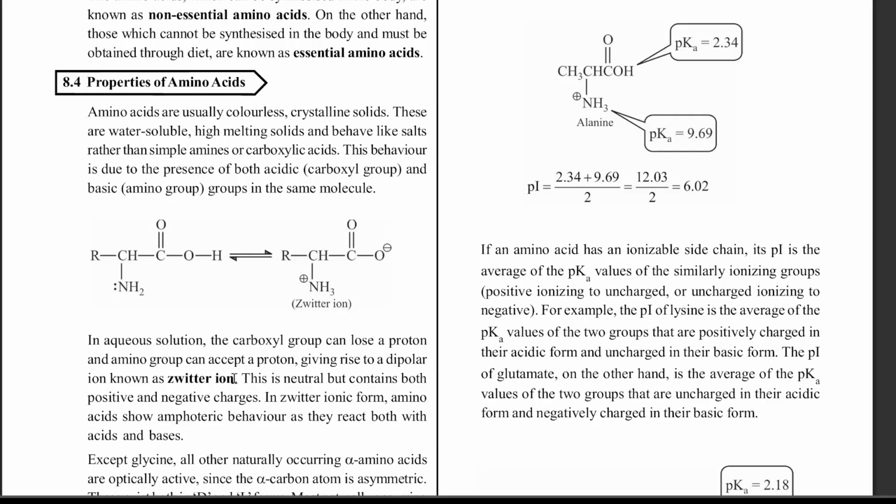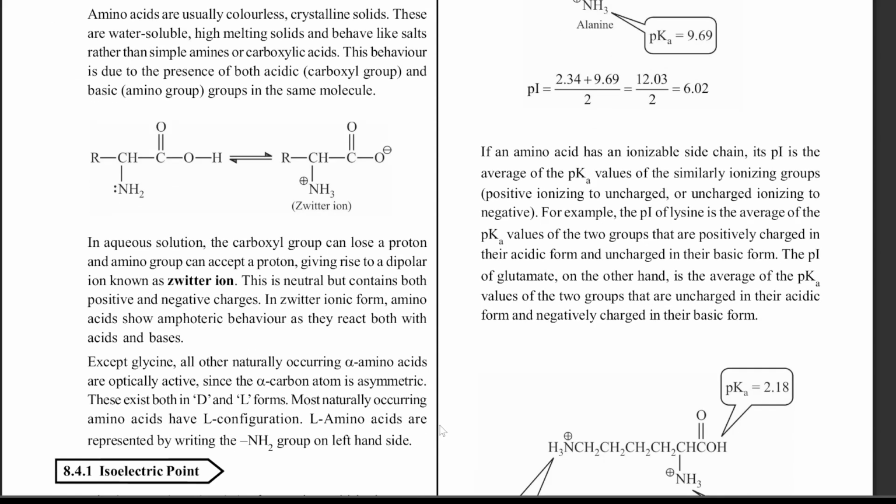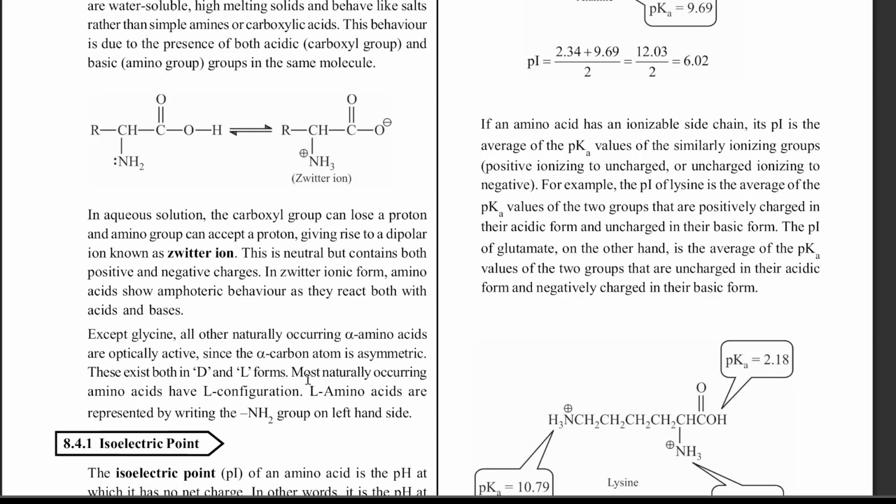This is another important part from your examination point of view. Its definition and structure can be asked in the examination. So kindly remember the definition and the structure as follows. This is neutral but contains both positive and negative charges. In Zwitter ionic form, amino acid shows amphoteric behavior, which means they can act both as an acid and a base.